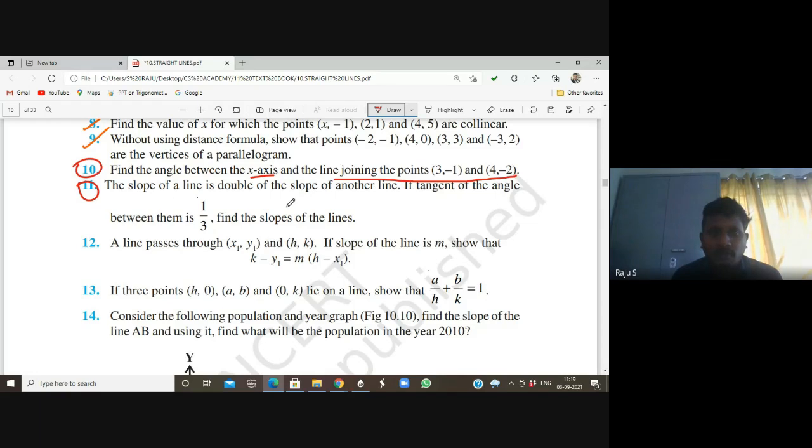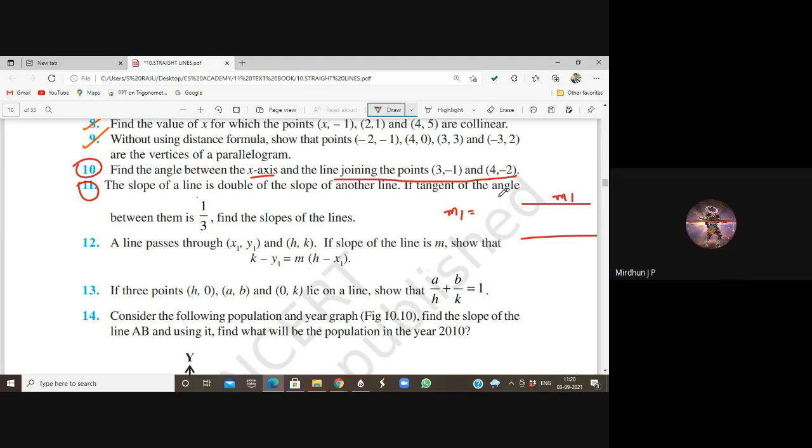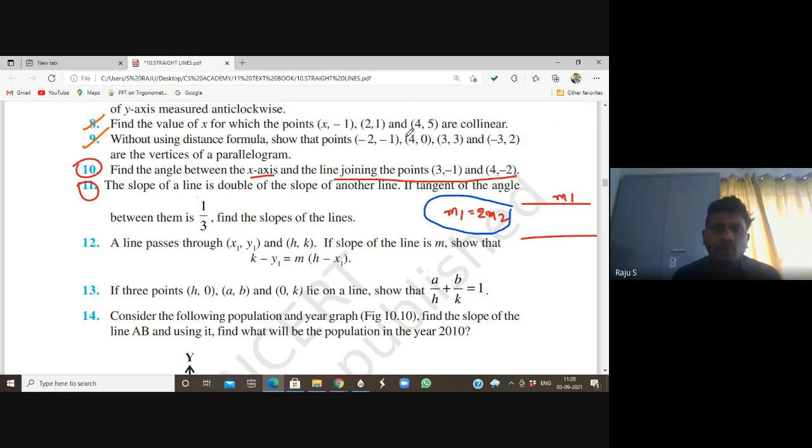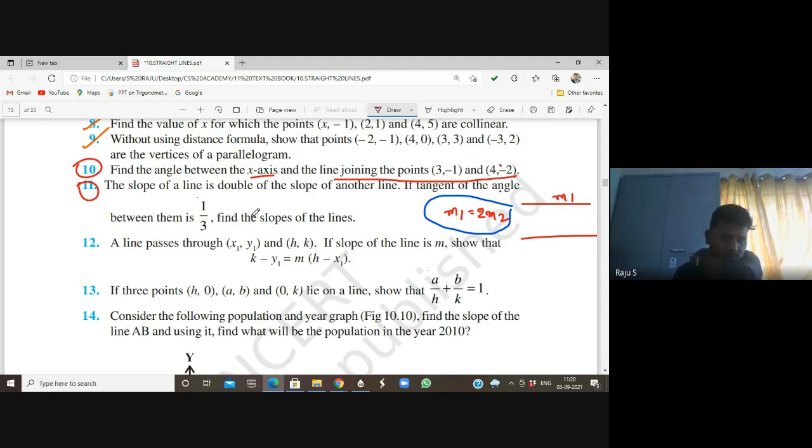The slope of the line is double the slope of another line. Taking the slope of the first line as m1, and the slope of the other line is half of it, so m1 is equal to 2m2, or else m2 is equal to 2m1. That's your choice. Here we take m1 equal to 2 times m2. After that, the tangent of the angle between them is 1 by 3. Find the slope of the tangent.